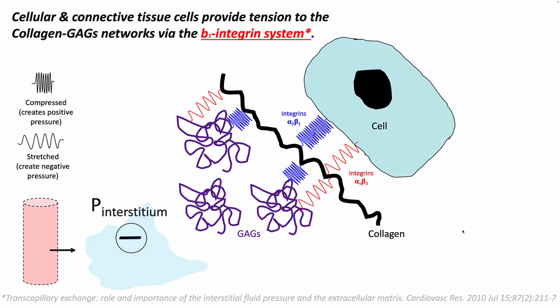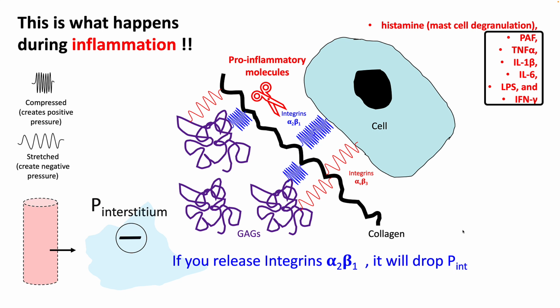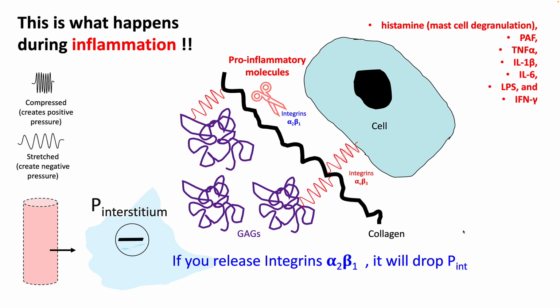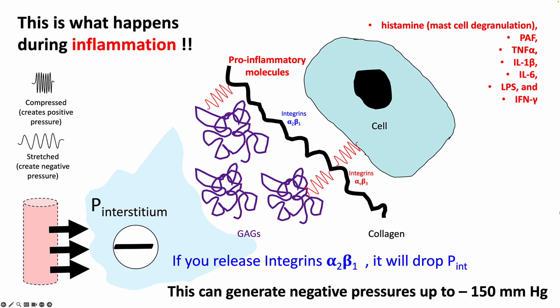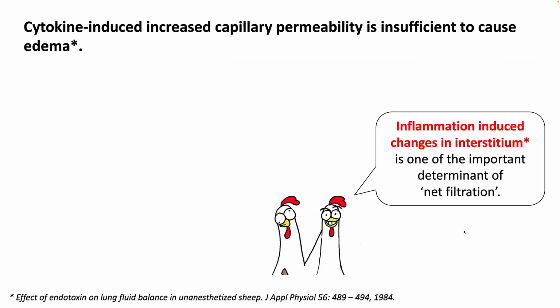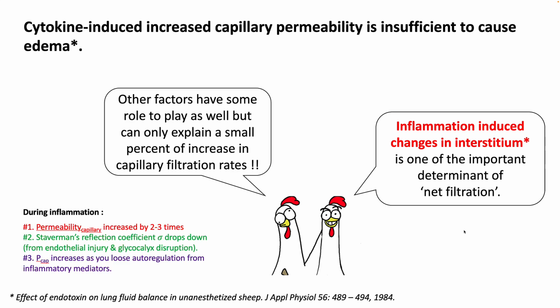When you have inflammation, the pro-inflammatory molecules such as interleukins, interferons, and tumor necrosis factor release the alpha-2 beta-1 integrins. Therefore, there is unopposed action of your alpha-V beta-3 integrins, and their unopposed action results in negative pressure up to negative 150 millimeters of mercury. And this results in increased capillary filtrate. So inflammation-induced changes in the interstitium is one of the most important determinants of net filtration.